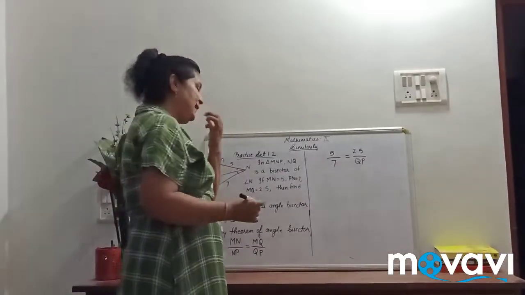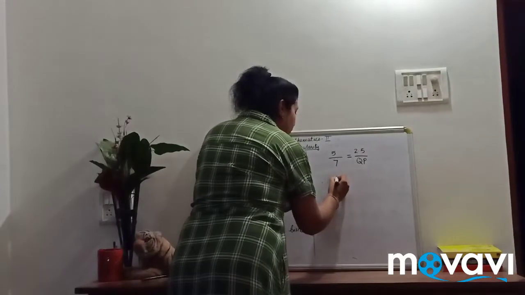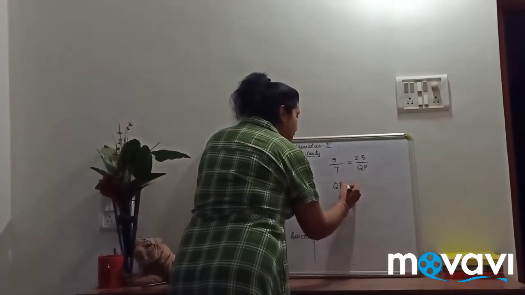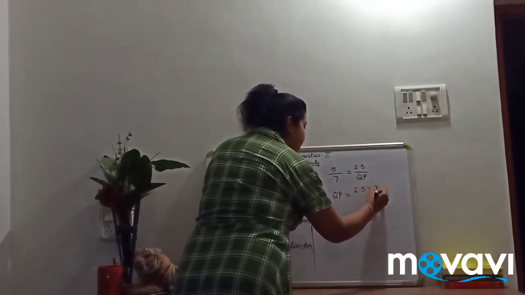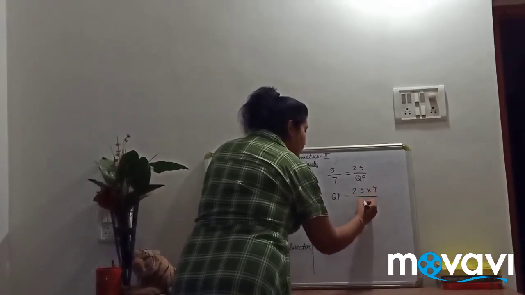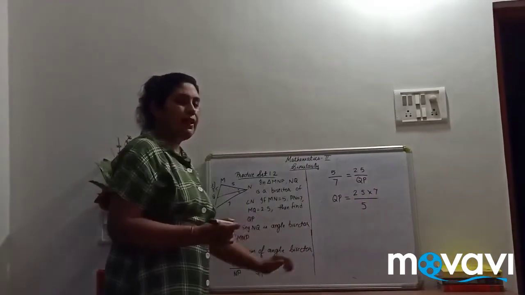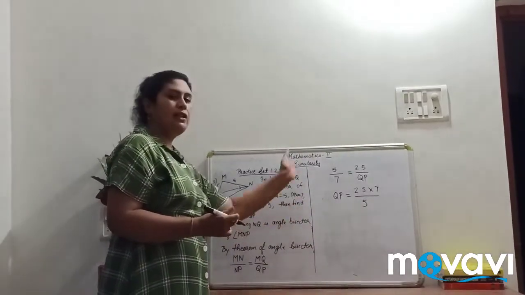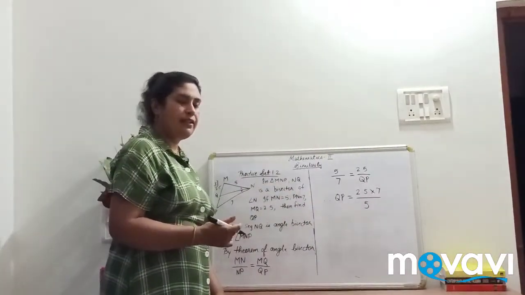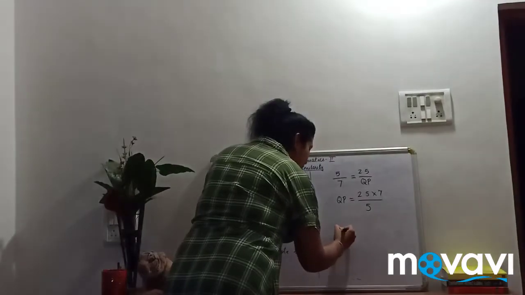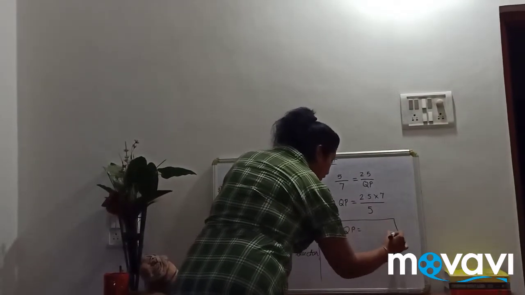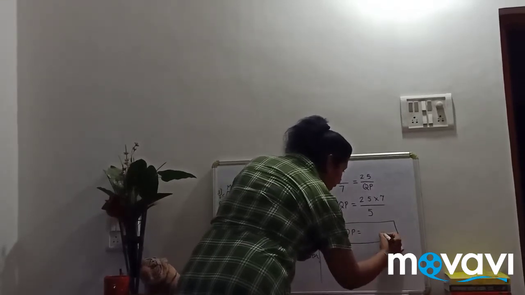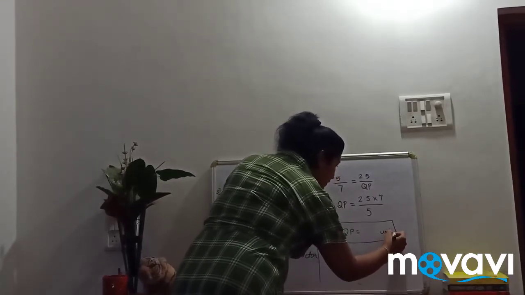So how do you find it? Therefore, QP is equal to 2.5 into 7 upon 5. I have taken QP on this side and all the numbers on that side. So, I hope you know how to do calculations. Find your answer and write here units.